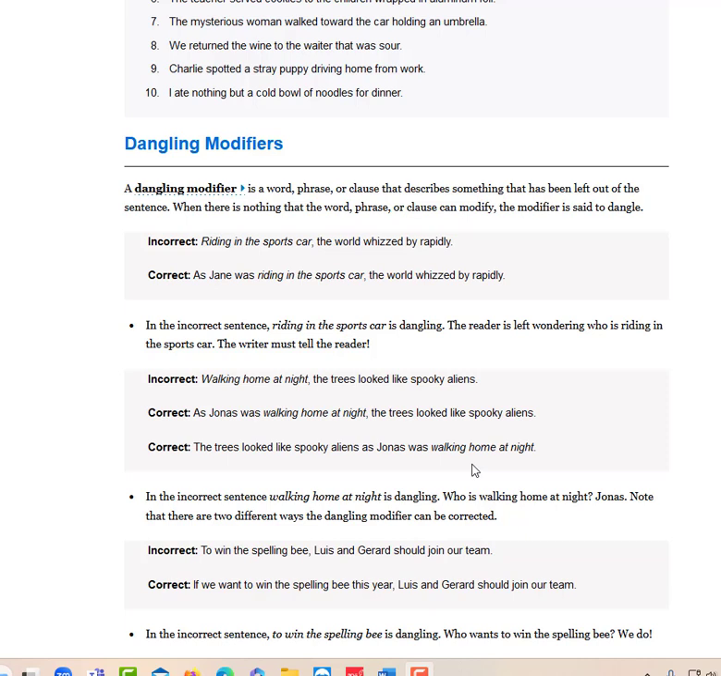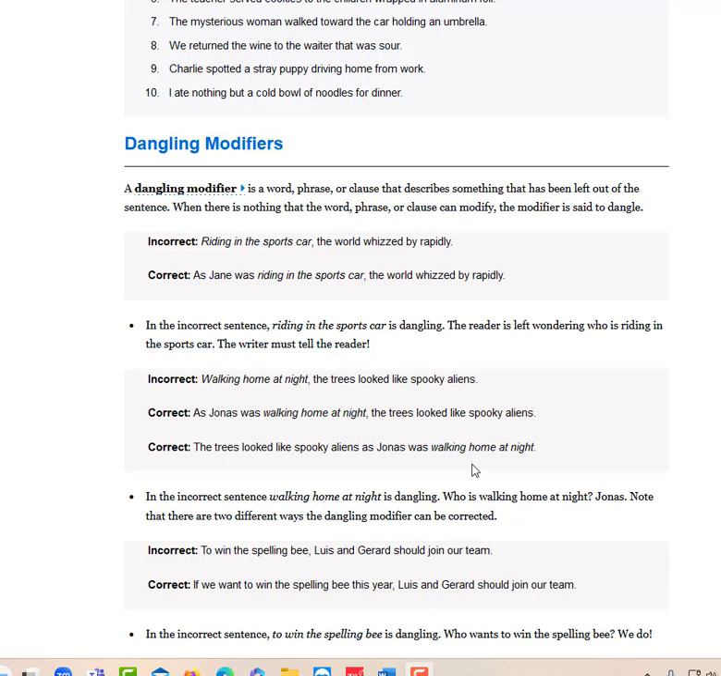Incorrect. Walking home at night, the trees look like spooky aliens. Correct. As Jonas was walking home at night, the trees look like spooky aliens. Correct. The trees look like spooky aliens as Jonas was walking home at night. In the incorrect sentence, walking home at night is dangling. Who is walking home at night? Jonas. Note that there are two different ways the dangling modifier can be corrected.